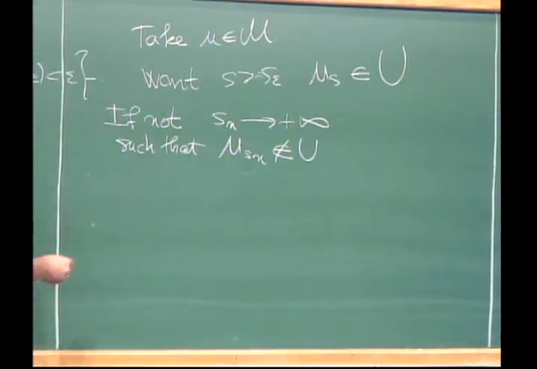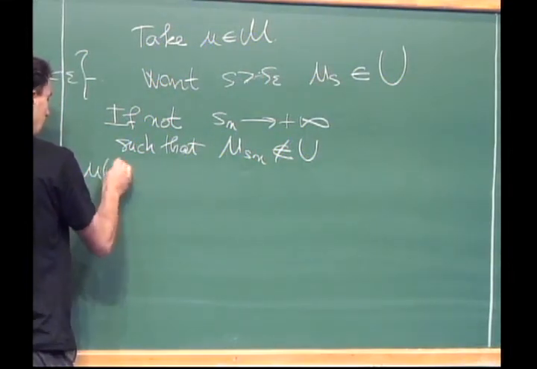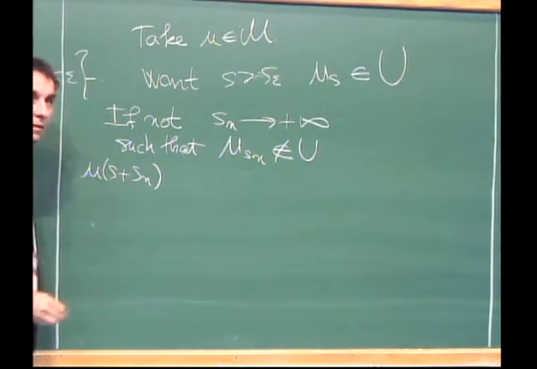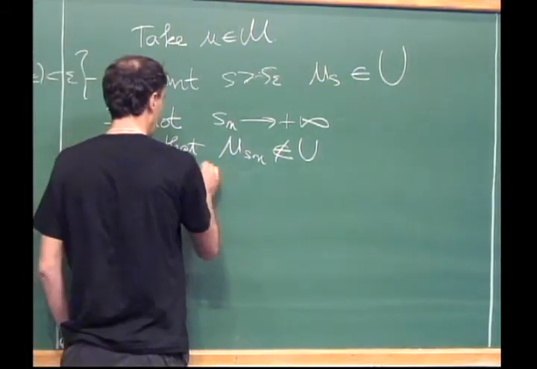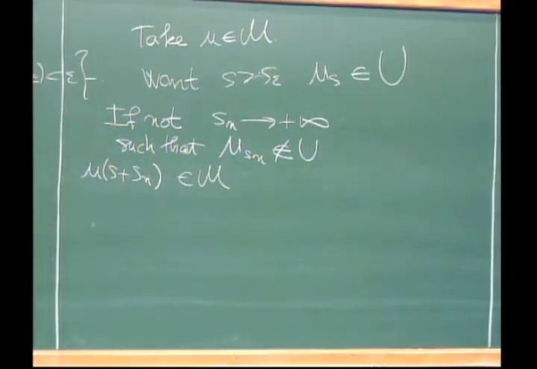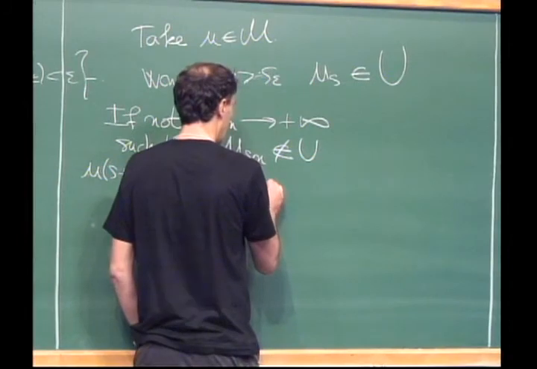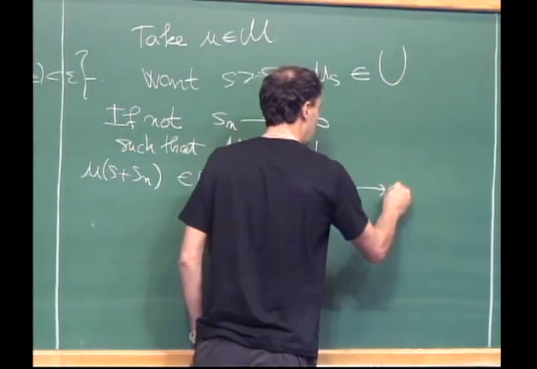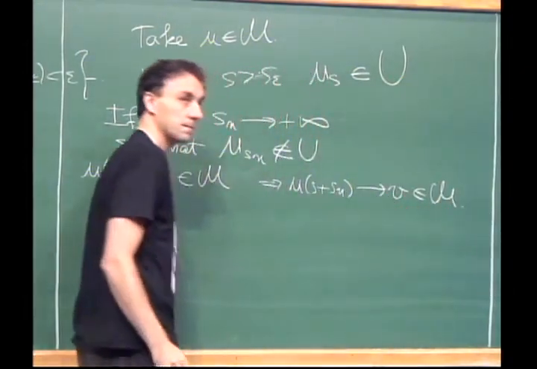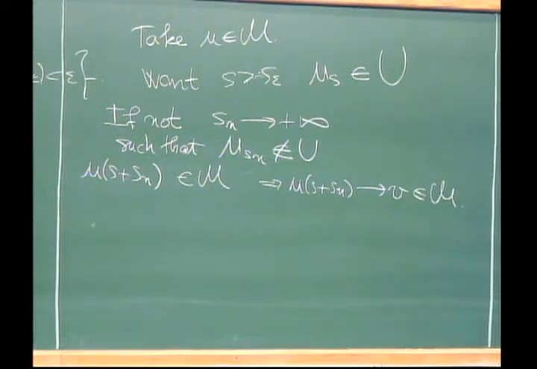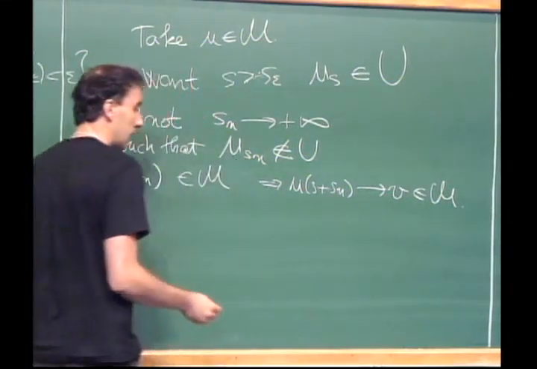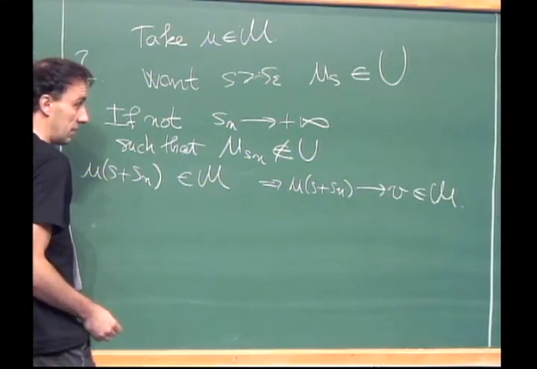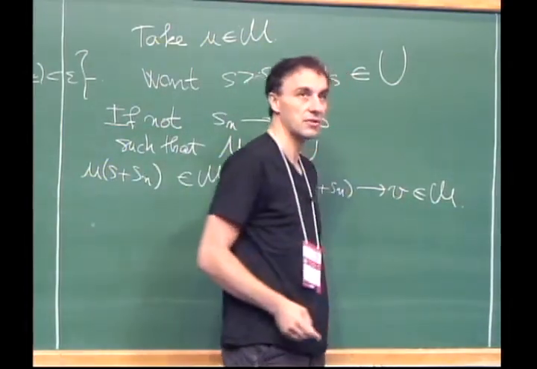And so I will consider the sequence u(s + s_n). So this is a sequence in M. So since M is compact, by compactness, u(s + s_n) will go to some v which lives in M. Okay? Now, let's show that this v is actually a constant trajectory.